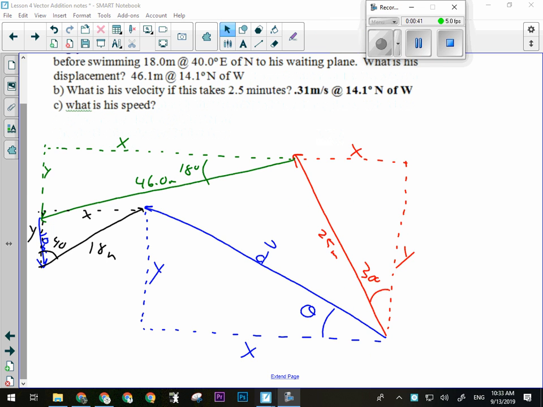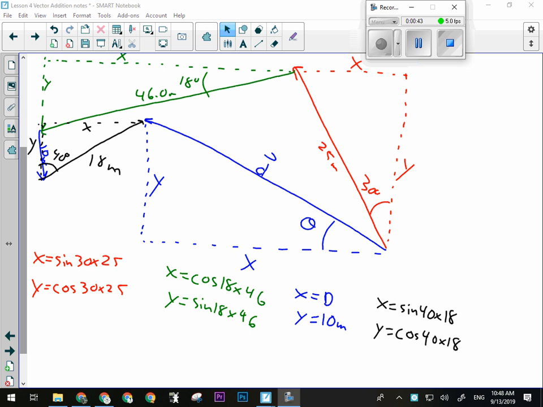There's the picture, it's all drawn. Okay, so let's have a look at all the stuff that goes into solving this one. We've already drawn the diagram, that's the hardest part. We went 25 meters, 30 degrees west of north, then 46 meters, 18 degrees south of west, then 10 meters due south, and then 18 meters, 40 degrees east of north. All right, that contributed to an overall displacement represented by the blue triangle.